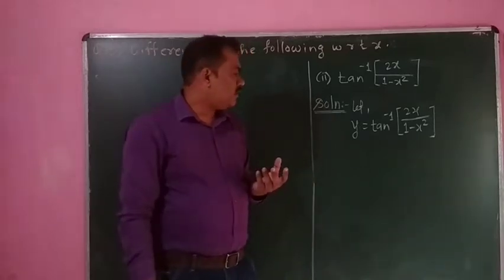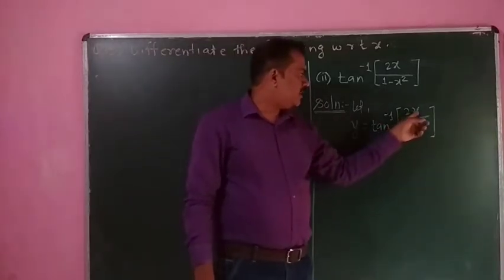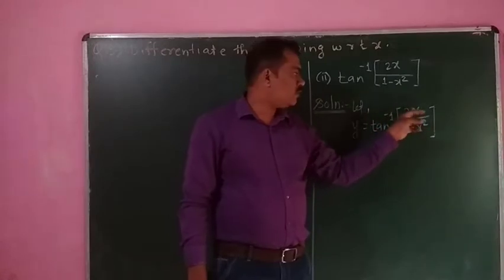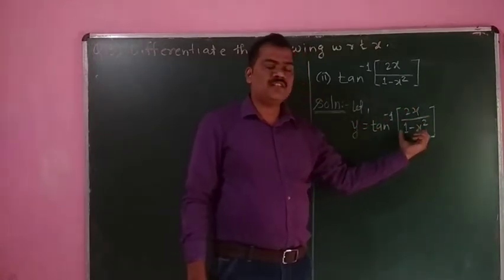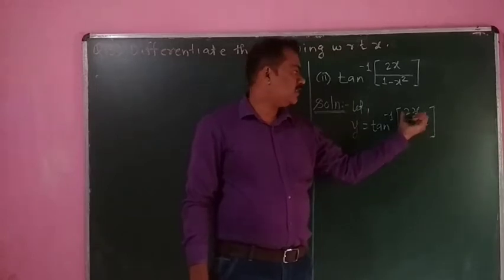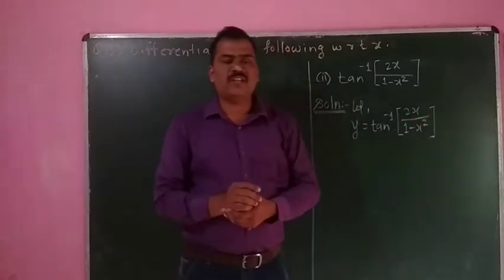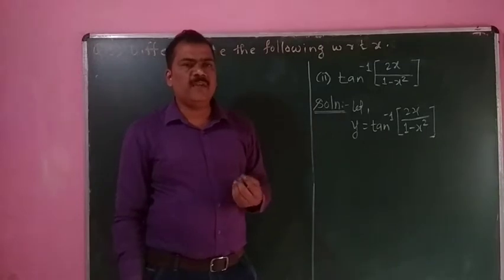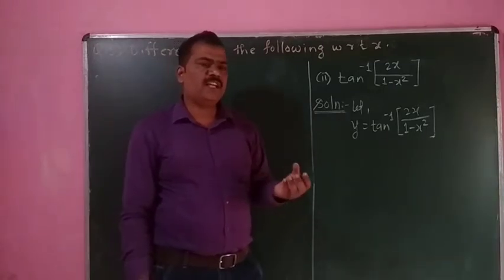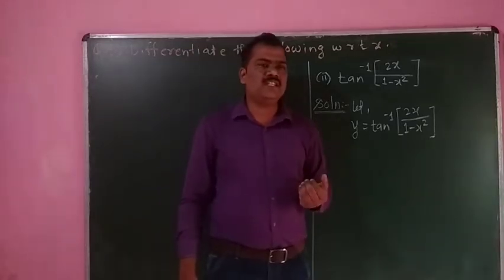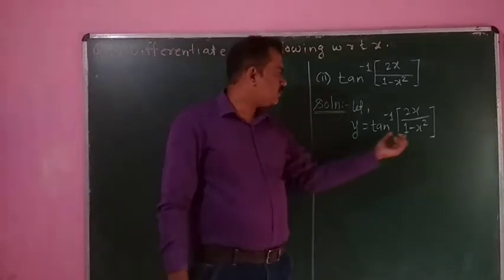Now, if we substitute x is equal to sin theta, what happens? 2 sin theta divided by 1 minus sin square theta. 1 minus sin square theta is nothing but cos square theta, so we get 2 sin theta divided by cos square theta. From that we cannot get any benefit to solve this example easily. So we cannot substitute sin theta or cos theta; we have to go towards tan theta.